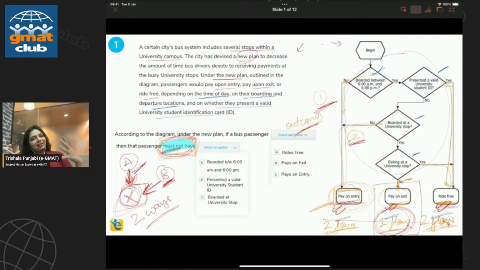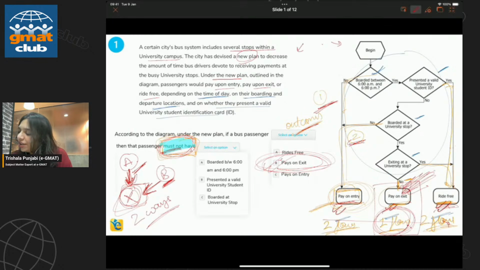And do you realize this is how we are drawing inferences? A lot of times people get stuck in these questions, thinking this can also be the answer, that can also be the answer. How do we figure out which one is the answer? How do we narrow down the choices? This is how you narrow down the choices. When it says must, it is compulsory, it is 100% necessary that the outcome must have been pay on exit. It's one flow. So we know for a fact that the answer here is B, pay on exit.